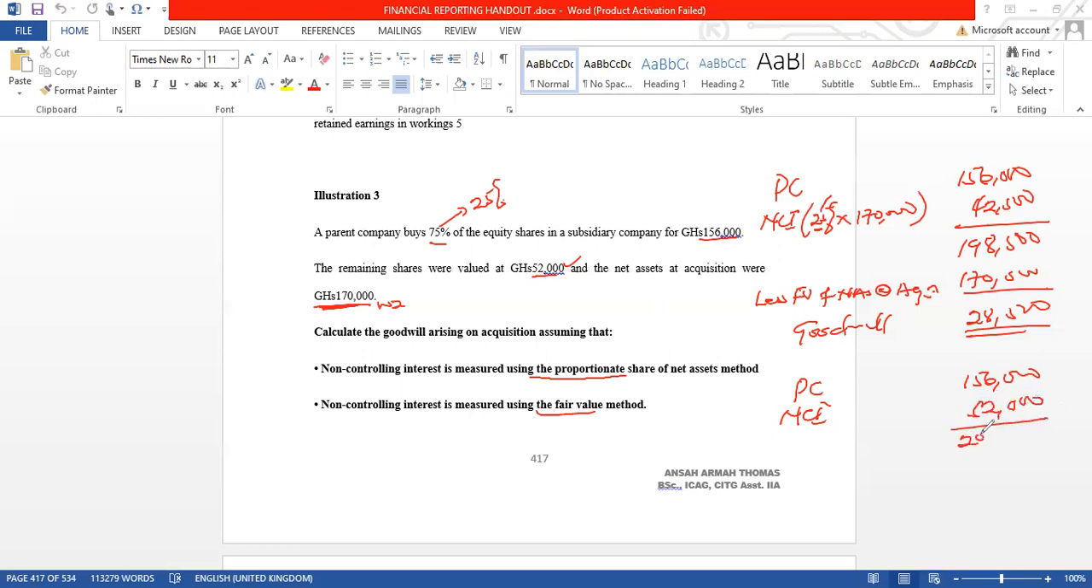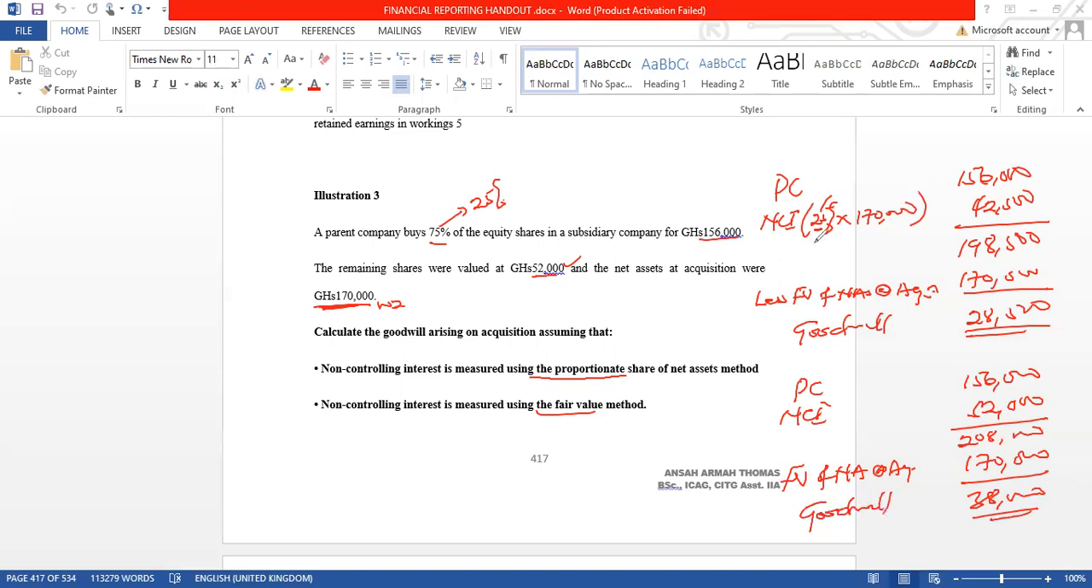Together, I think you have 208,000. Then you now less the fair value of net assets at acquisition, which is the 170,000. So you have 208 less 170, which will give you 38,000. So that is how the method works.